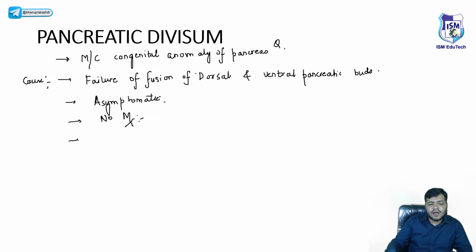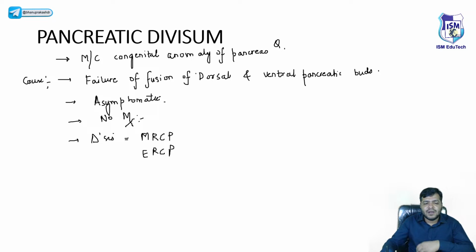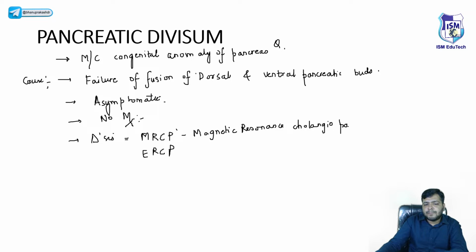If you have to do a diagnosis, diagnosis of this condition is done by MRCP or by ERCP. Now when I say MRCP, it simply indicates magnetic resonance pancreatography. These questions have been asked, that's why I'm discussing it.